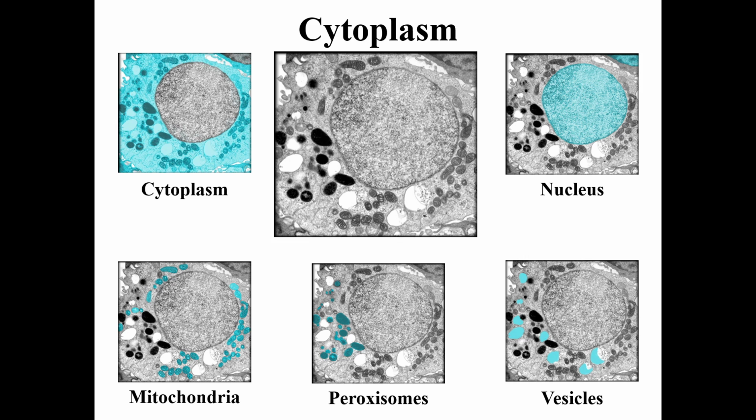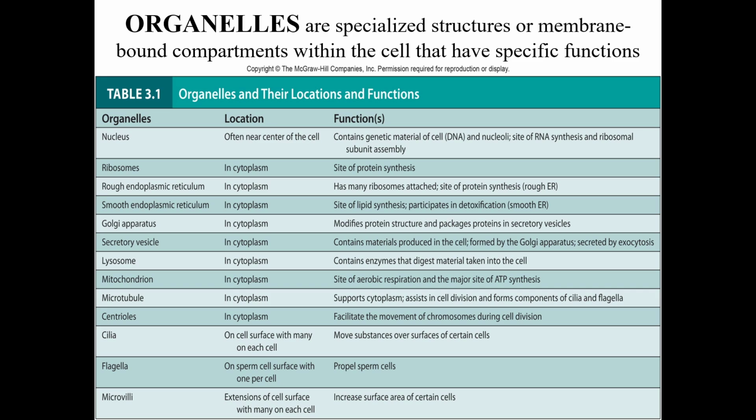These are electron images of our cytoplasm, highlighted in blue. So this is the cytoplasm, highlighted in blue. The nucleus is the center of the cell. You can also find mitochondria, peroxisomes, and vesicles. Next, we have our organelles, which are specialized structures or membrane-bound components within the cell that have specific functions. This table has a summary of the organelles, where they are found, together with their functions.